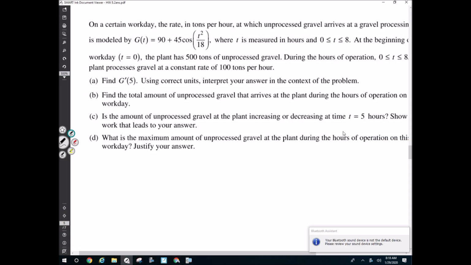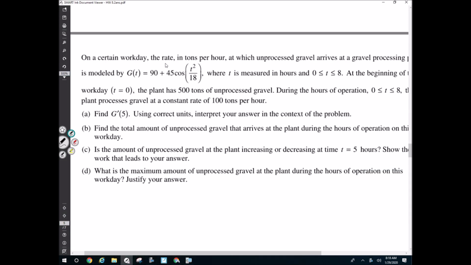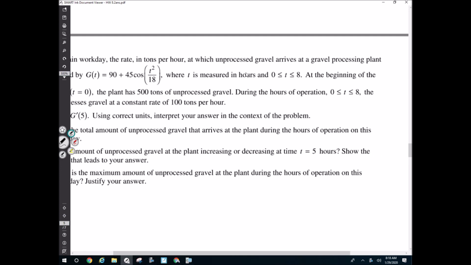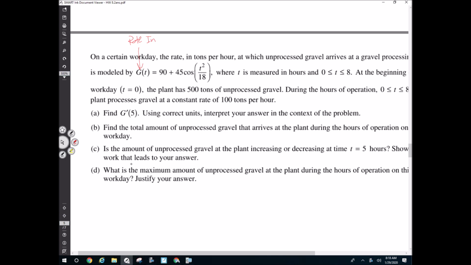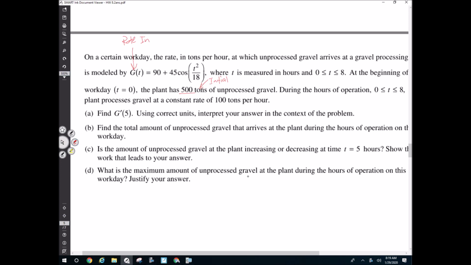All right, continuing on. Next problem, the rate at which unprocessed gravel arrives at a gravel processing plant is capital G. This capital G is our rate at which it's arriving, so that's our rate that things are coming in. At the beginning of the workday, the plant has 500 tons of unprocessed gravel. There's my initial amount. And during the hours of operation, the plant processes gravel at a constant rate of 100 tons per hour. That's the rate out.